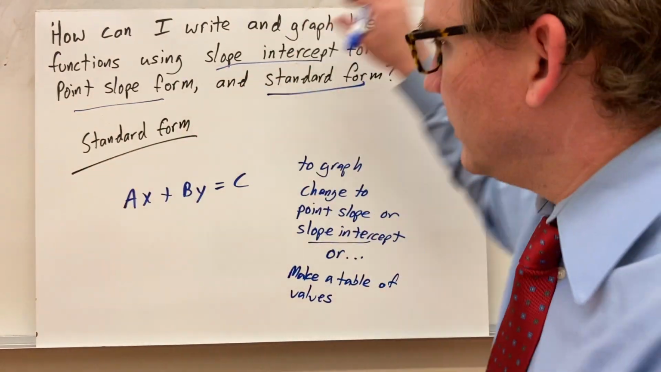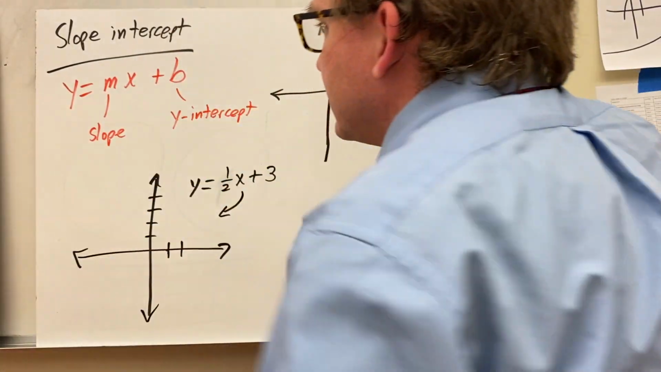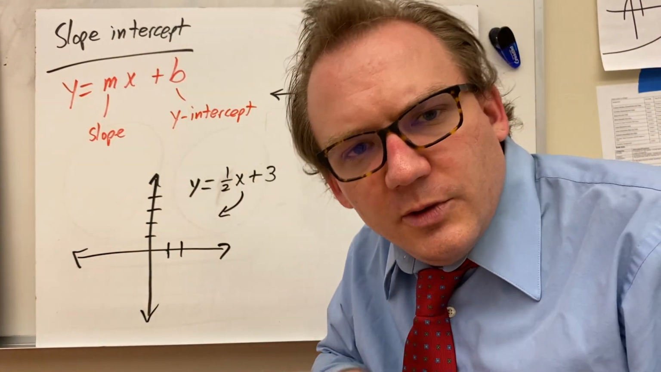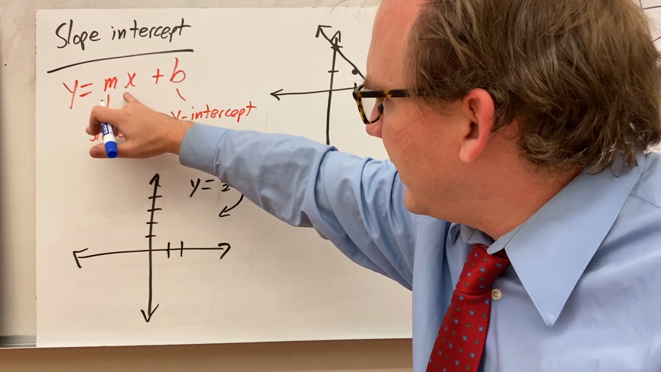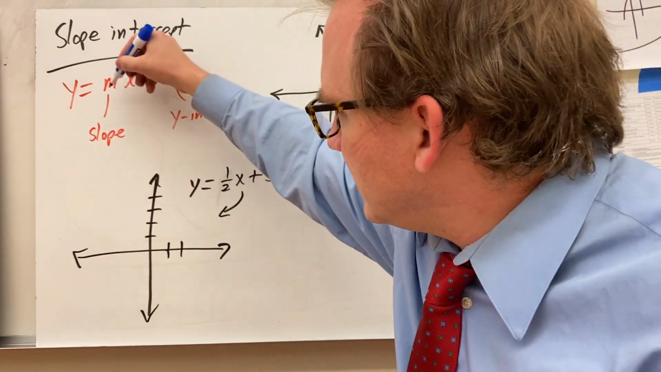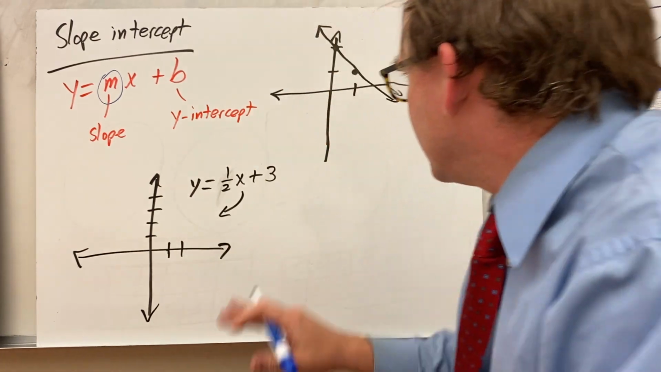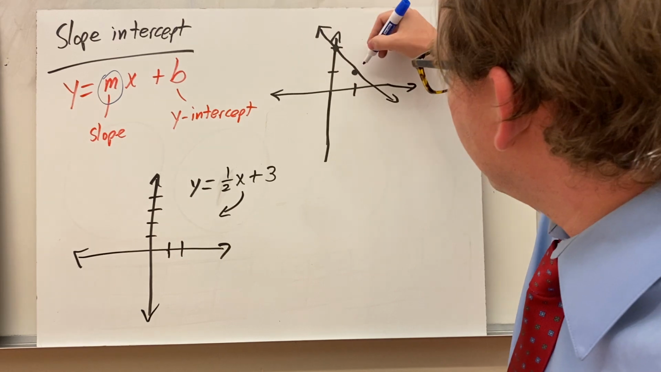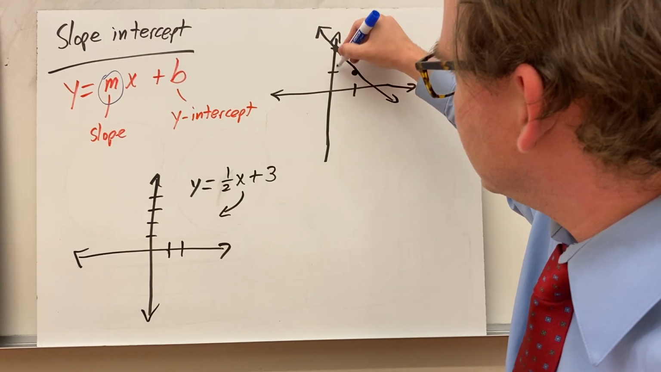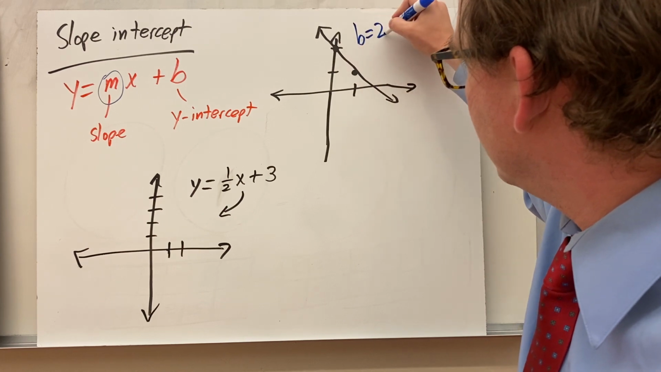That's standard form. Now, let's get to an easier form to work with that I prefer, and that's slope-intercept form. This is one of the more common forms of a linear function you're going to see: y equals mx plus b. M is your slope, and b is your y-intercept. Say I have a graph in slope-intercept form. I can see I have a y-intercept at (0, 2), so your b value is 2.